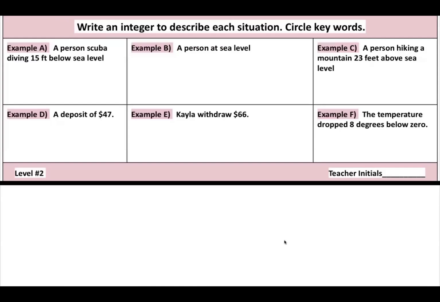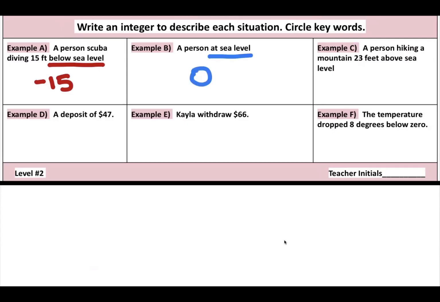At the bottom of page 1, it says write an integer to describe each situation. Circle keywords. You can also underline them. Example A says, a person scuba diving 15 feet below sea level. Well, I know below sea level is a keyword for negative numbers. So I'm going to go ahead and underline that. And then it's 15, so I'll write -15. Example B, a person at sea level. Well, I know when we are talking about elevation, sea level is a keyword and represents 0.